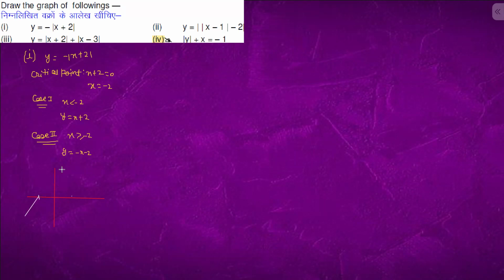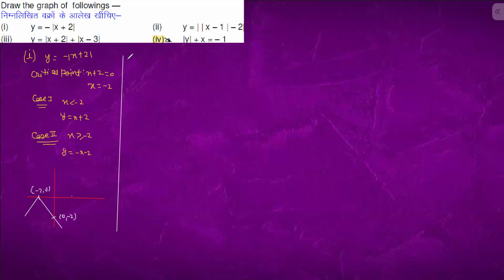And when x is bigger than minus 2, the slope is negative. It will go somewhere like this. This is minus 2 comma 0, and when x is 0, it is 0 comma minus 2. So this is the graph. We'll move to the next question, question number 2.